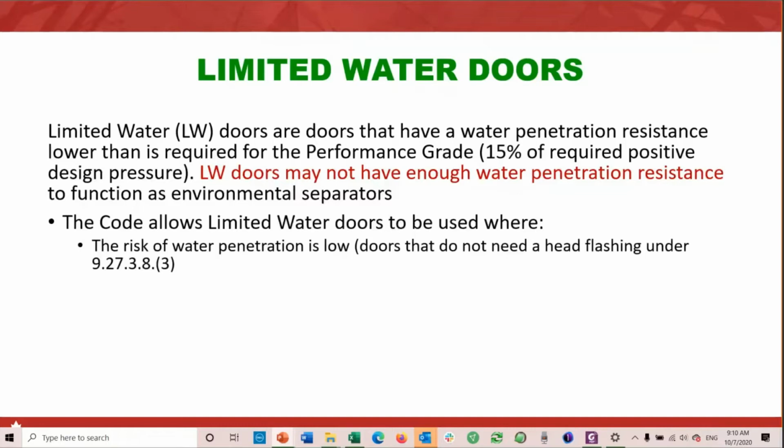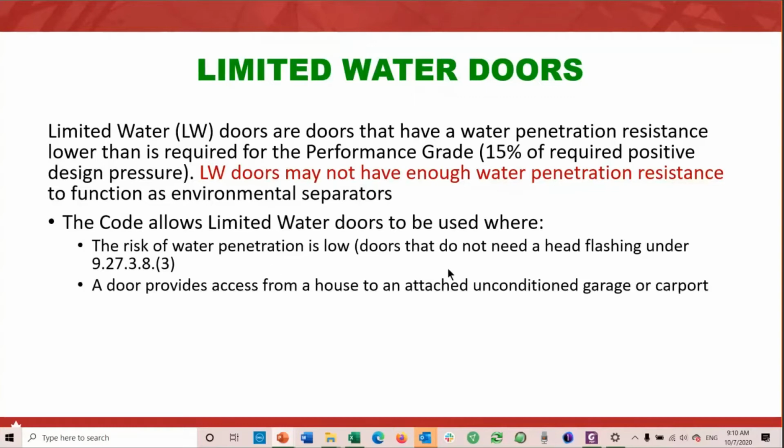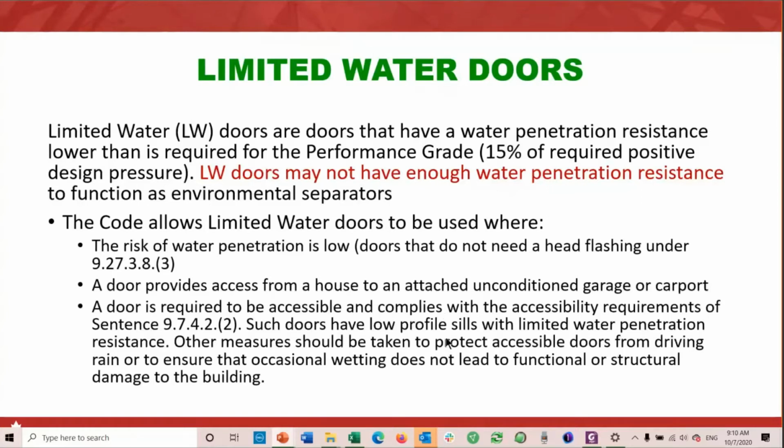And so that's why the code allows them to be used only where the risk of water penetration is low, such as doors that do not need a head flashing, a door that provides access from a house to an unconditioned garage or carport, or a door that complies with the accessibility requirements of sentence 9.7.4.2.2. Because of their low profile sills, these doors cannot completely keep out the water when it's being driven by wind. And so ideally, other measures should be taken to protect the building from driving rain in those settings.